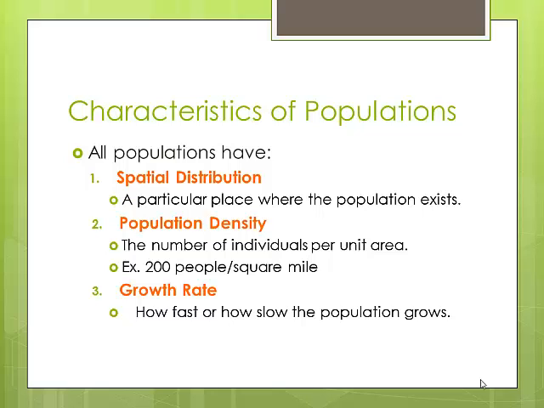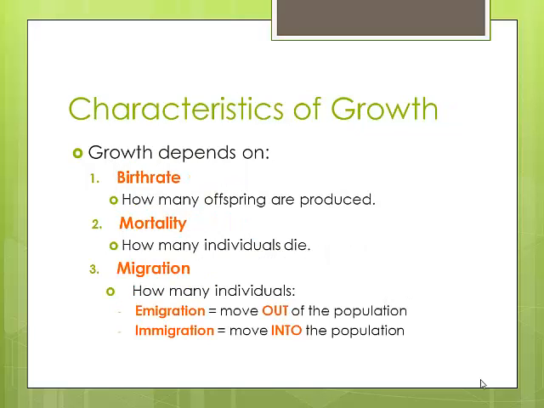And then we have population density. That's how many individuals per unit area, how dense that population is in that specific area. And then the other factor is going to be growth rate, how fast or how slow the population grows. All right, so some characteristics of growth. We have birth rate, how many offspring are produced, mortality, which is death, and migration, the movement in or out. And we learned already that emigration is moving out, like E for exit, and immigration is moving into a population.